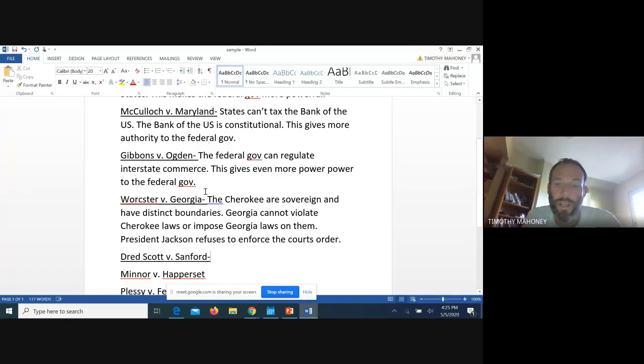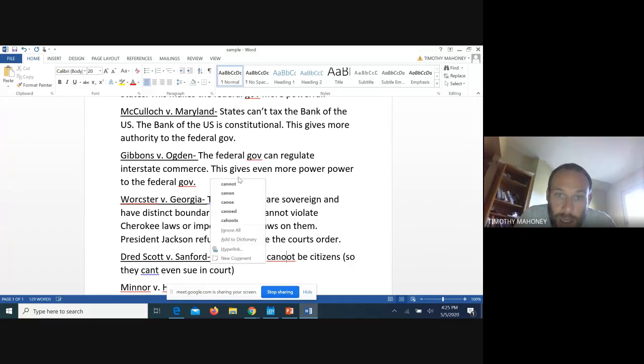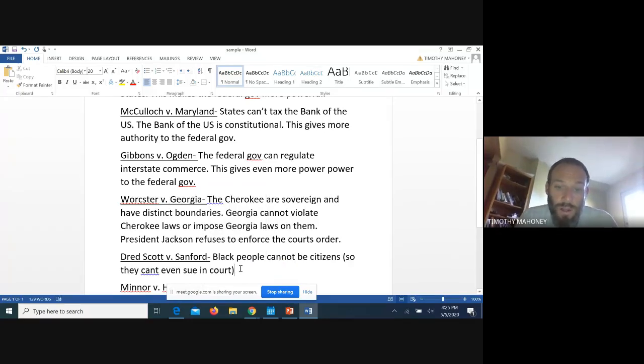This is an important one. This has to do with a slave being brought into free territory. This ruling says that Black people cannot be citizens, so they can't even sue in court. It says the federal government has no right to regulate slavery in the territories.